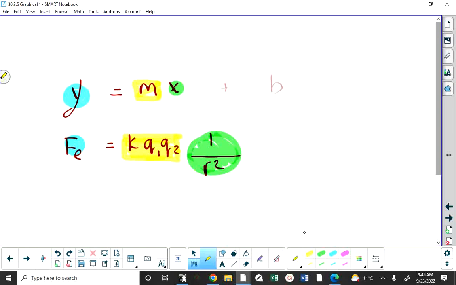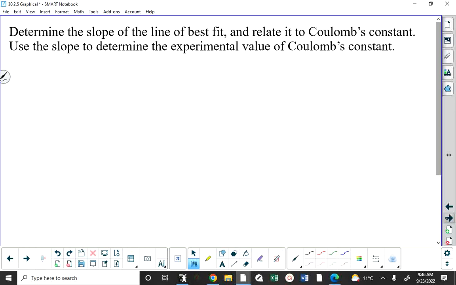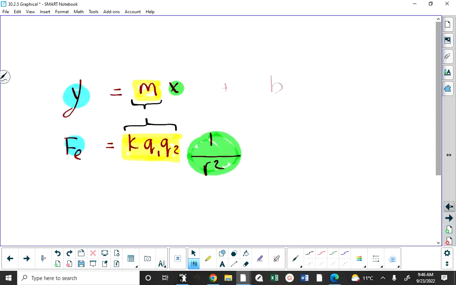Roughly? Okay. So that's why you get a straight line, and the slope is equal to kqq. So in this particular question, if it says determine the slope and relate it to Coulomb's constant, well, we've already related it to Coulomb's constant. The slope is related to Coulomb's constant this way. Slope equals Coulomb's constant times the product of the charges. So how can we find Coulomb's constant? Find the slope and divide it by those 2 charges, and that will be Coulomb's constant.